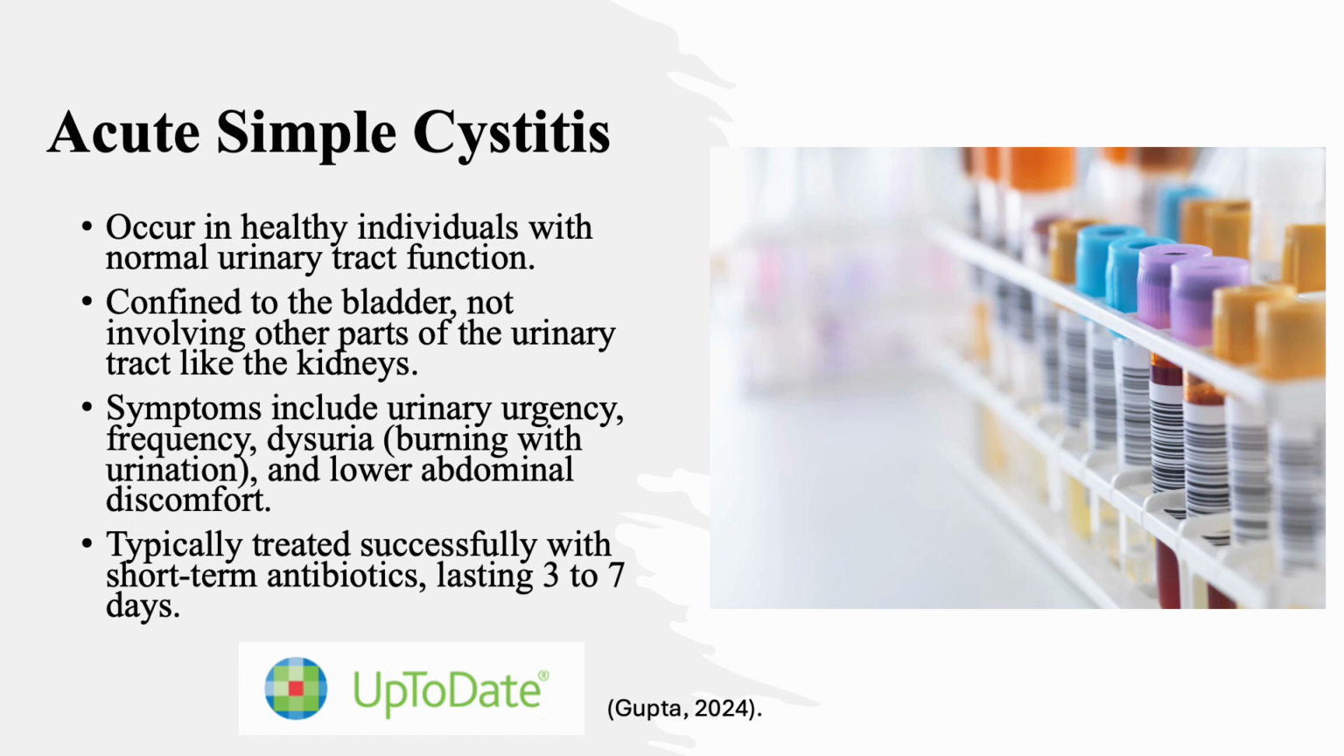Acute simple cystitis, known as an uncomplicated UTI, is a common urinary tract infection that typically occurs in healthy individuals with normal urinary tract function. It is confined to the bladder, not involving other parts of the urinary tract like the kidneys. Symptoms of acute simple cystitis include urinary urgency, frequency, dysuria, and lower abdominal discomfort. Fortunately, this type of UTI is usually treated successfully with short-term antibiotics, typically lasting 3 to 7 days, effectively resolving the infection and alleviating the symptoms. This is all from UpToDate.